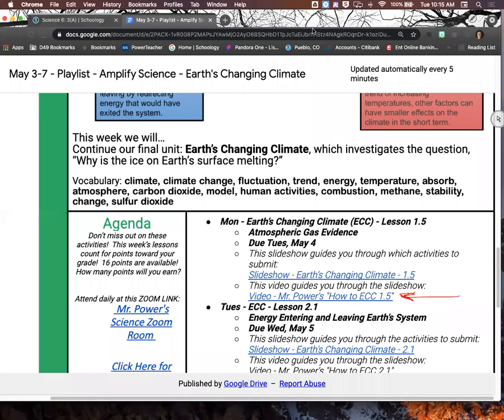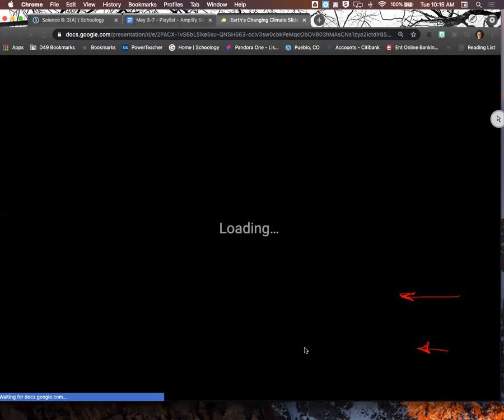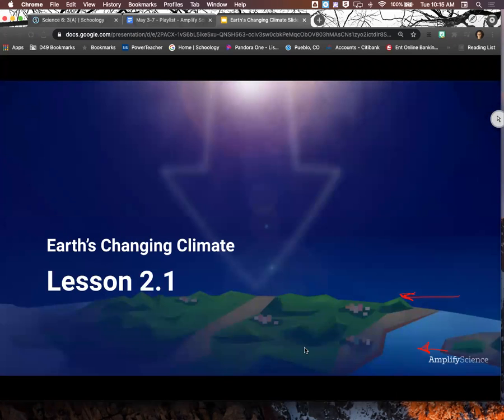And let's go ahead and start this slideshow. You can open that if you like, or just sit back and relax. I think we have a bit to go before we actually start our activity. But getting to Amplify from the slideshow is doable. Or if you like, you can go ahead and open up Amplify and move to lesson 2.1 and be ready to do the activity when I start.